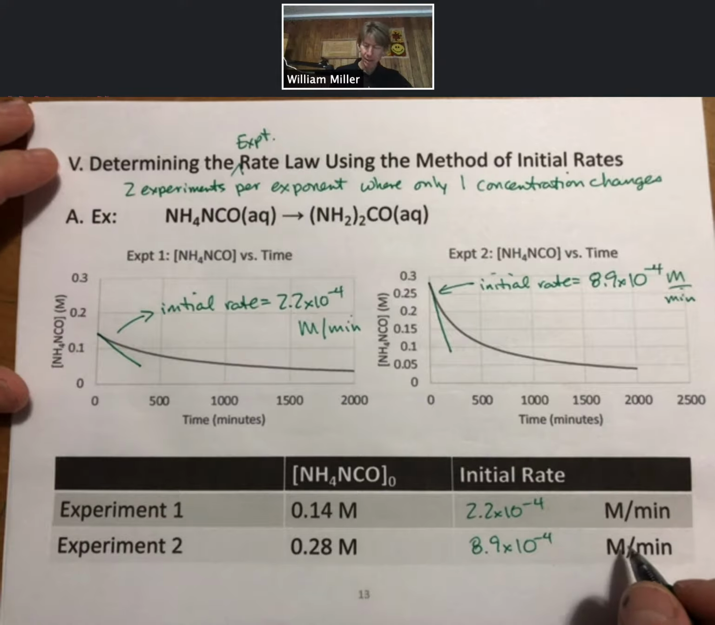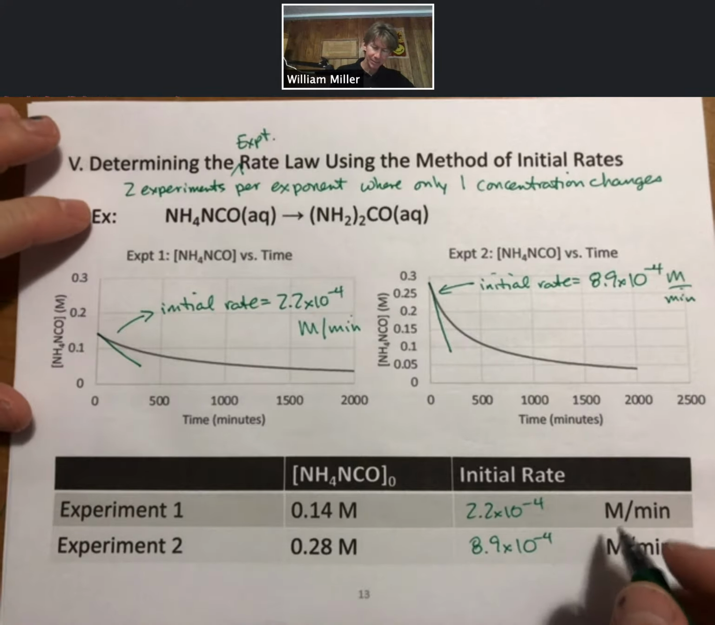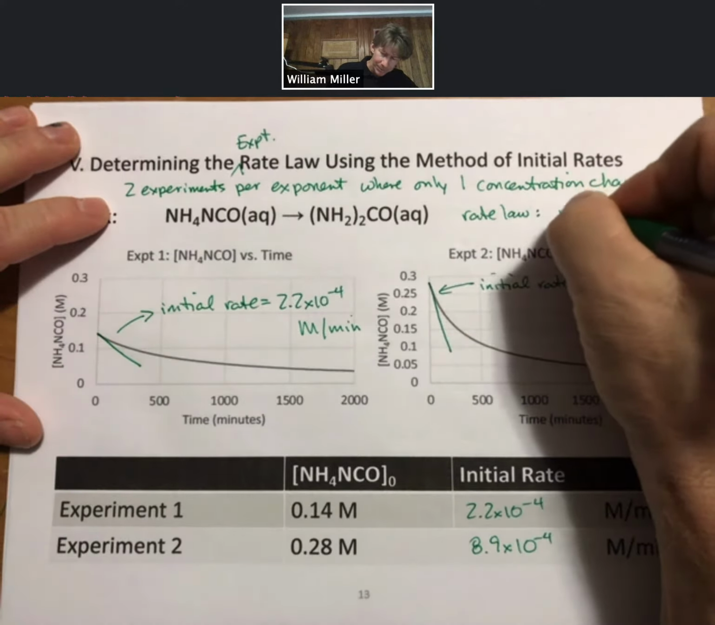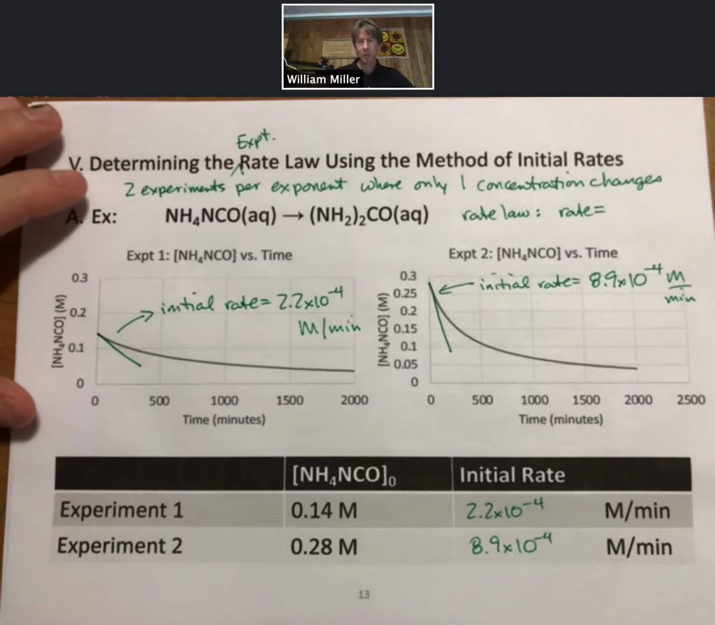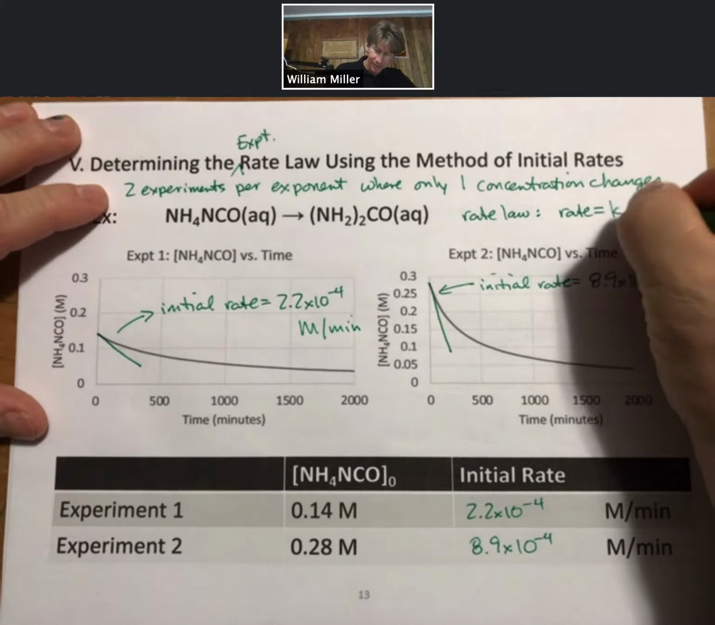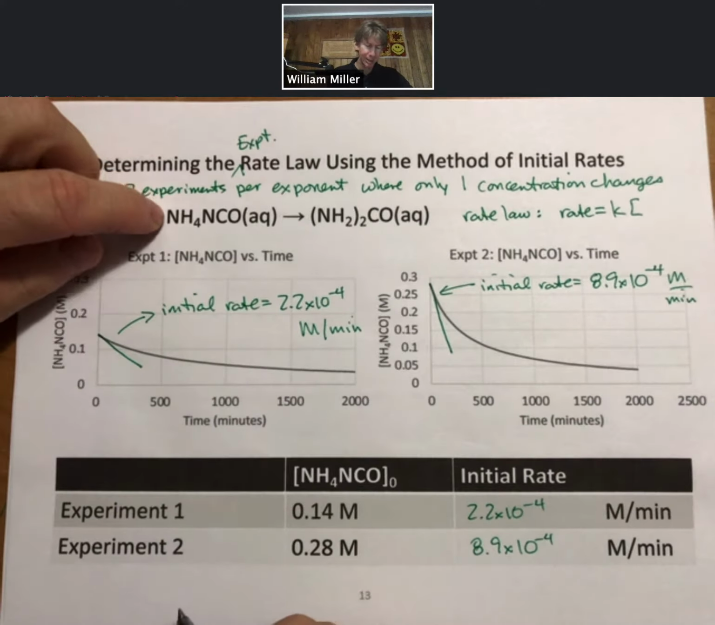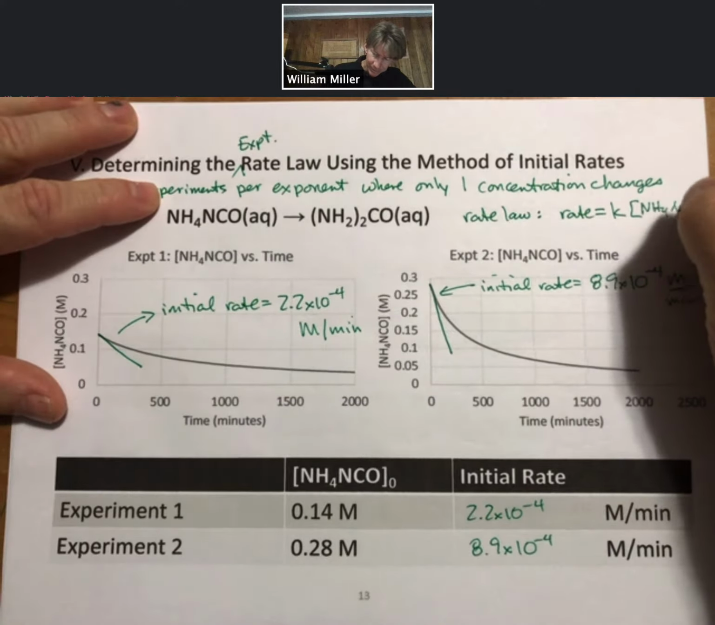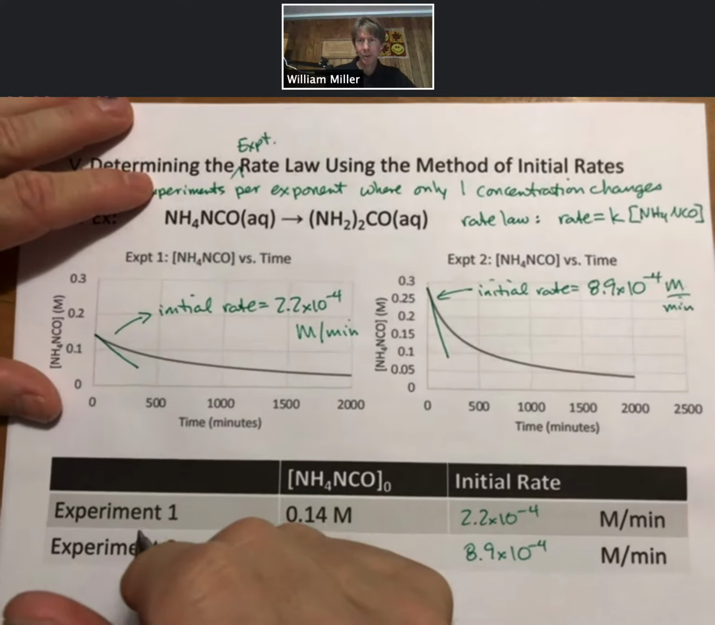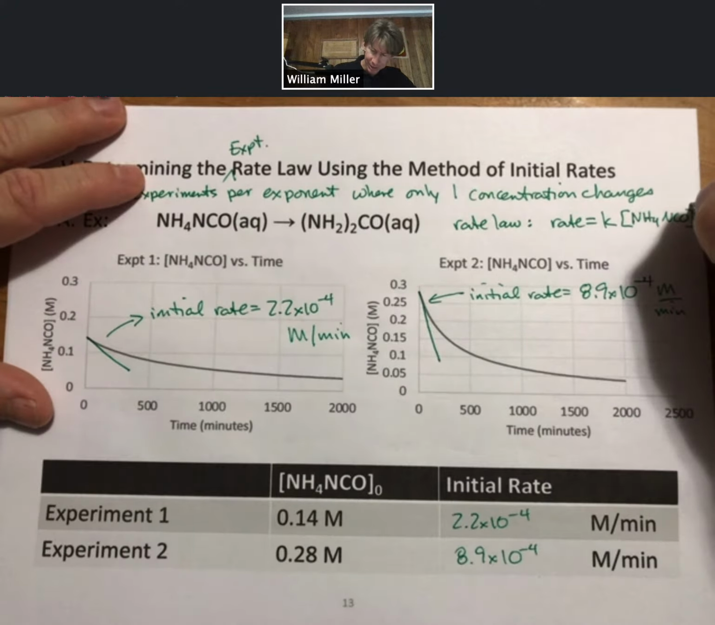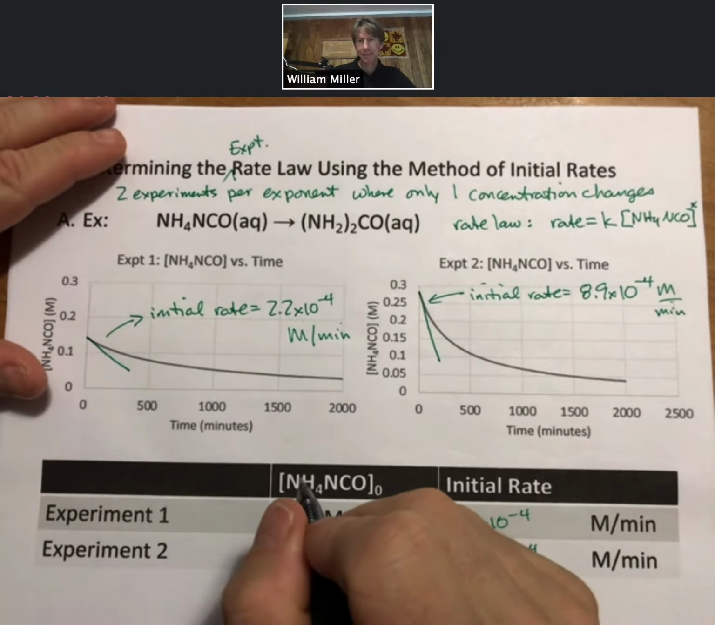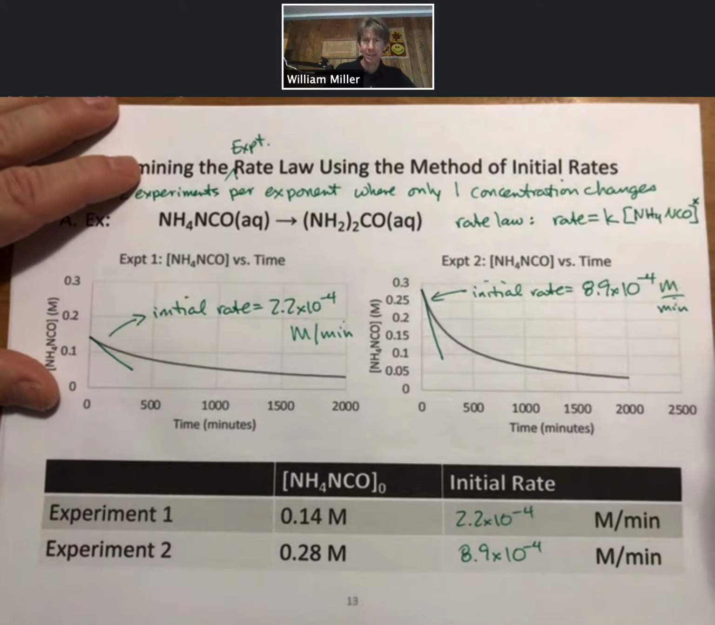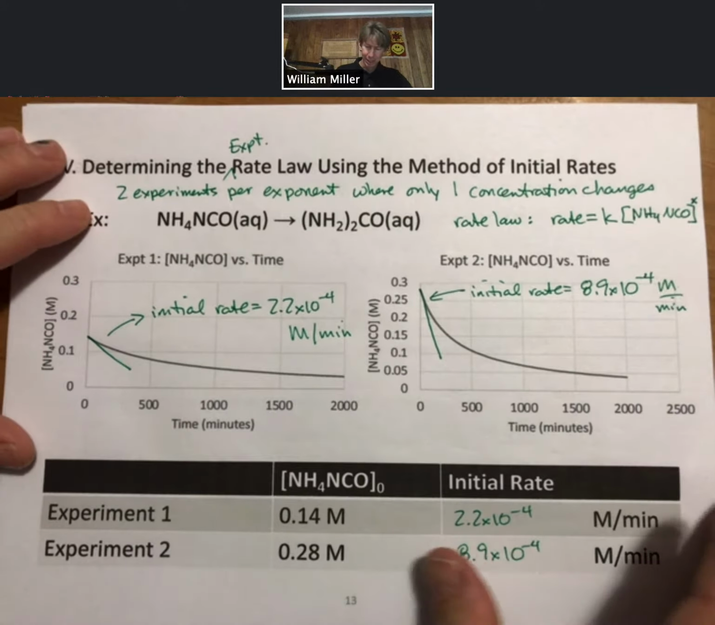And the one other thing we need to know is that our rate law has to be rate equals k, little k, times the concentration of this compound, NH4NCO, to the, let's say, x, where x is what we don't know. That's an x up there. I apologize if it's kind of small to see.